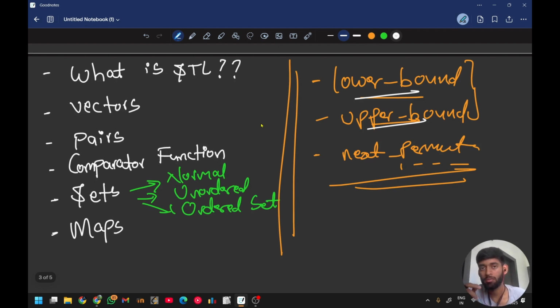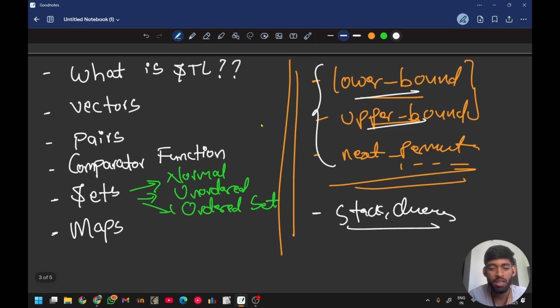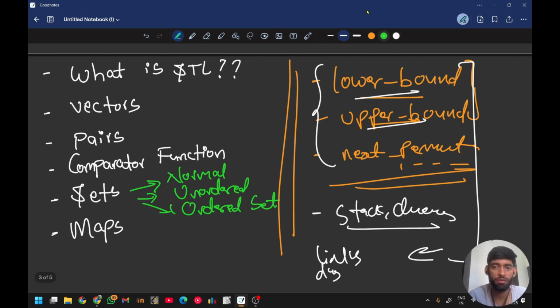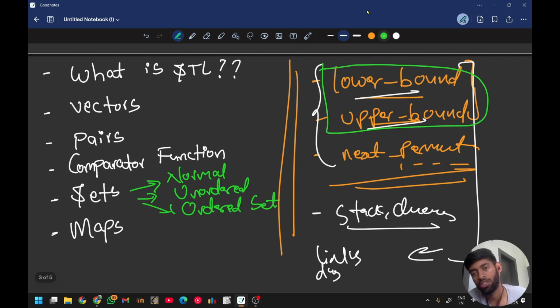So I will be attaching all the documentation links that are required to understand these functions, and some other things like basic functions regarding stack and queue. I will be attaching all these links in the description because they don't require a dedicated video. Please check them out. If you see nothing else, please at least go through these two things, lower bound and upper bound, because they are really important. That's it from my side.